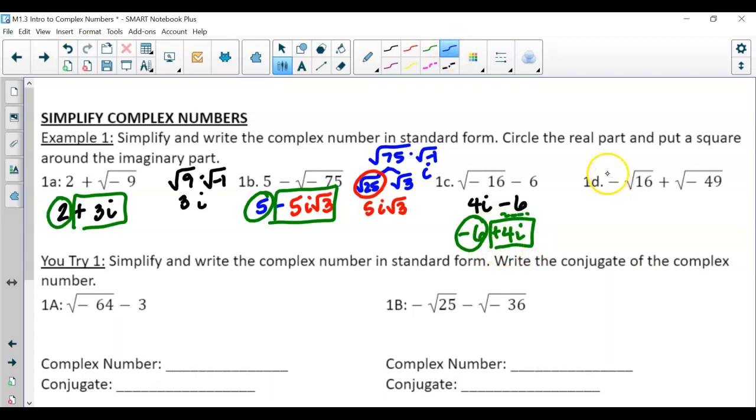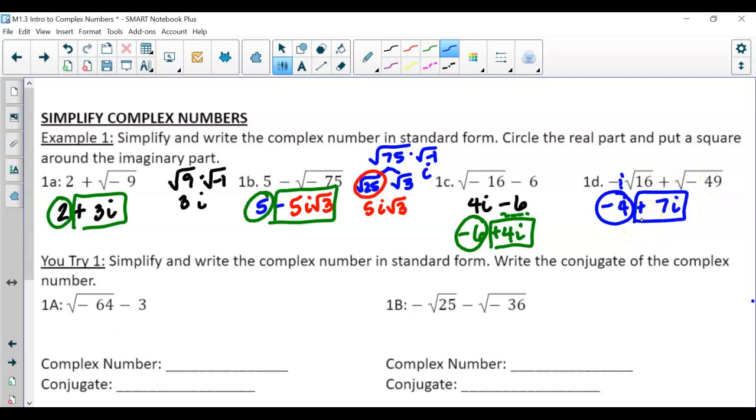Now notice here, the negative is on the outside. So we have negative, because that's a negative 1. Now that's just the square root of 16, not a negative 16. That's just the square root of 16, which is 4. So negative square root of 16 is negative 4. Then plus the square root of a negative 49. Now the square root of 49 is 7, and the square root of negative 1 is i. So negative 4 plus 7i. Here, your real part is negative 4 with an imaginary part of positive 7i.